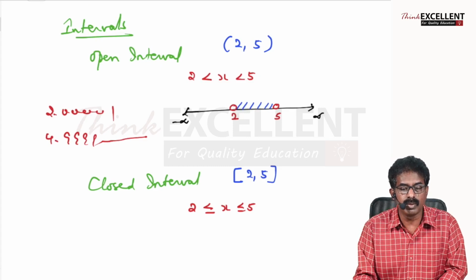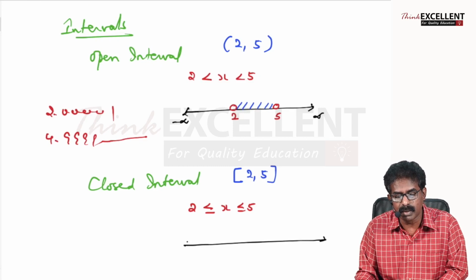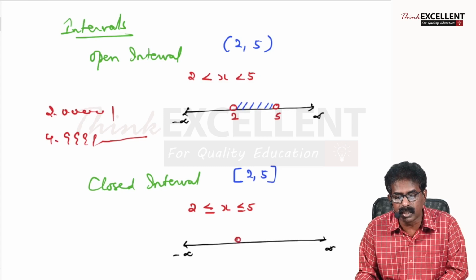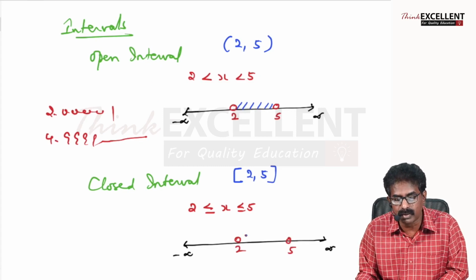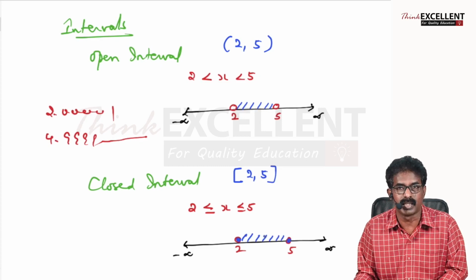Same thing when you take closed interval, listen carefully, everything same. Minus infinity to plus infinity. Closed interval 2 to 5. So 2 is here and 5 is here. So between 2 and 5 you take. And one more thing, 2 and 5 are included, right? So those circles also you have to shade. Don't leave it open. Hope you understood the difference.